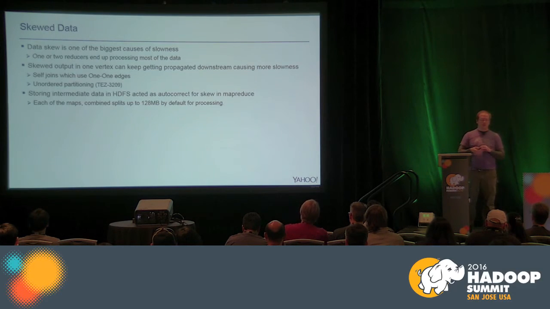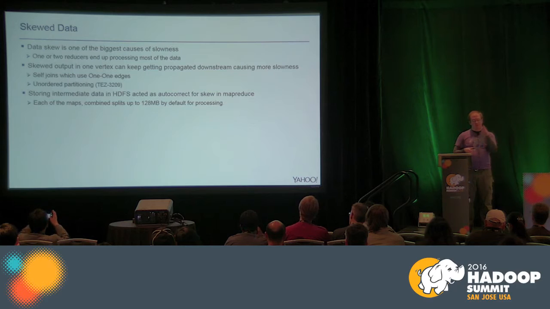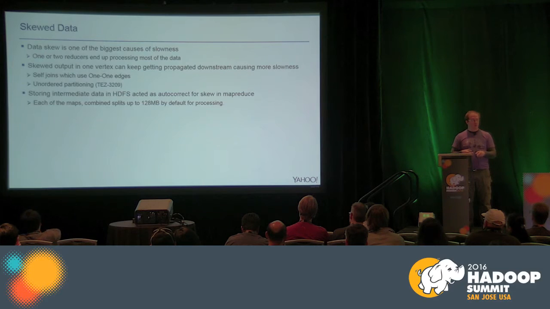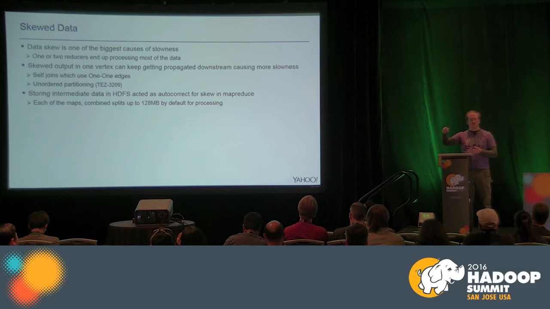So there's another case in TES that happens, and that's data skew. We see this in MapReduce, we see this in TES, but in TES it can be worse if you're not careful. One of those cases is with self-joins and one-to-one edges with unordered writers, unordered output. What can happen is that your skewed data goes to one reducer, and then it passes its skewed data down to the next set of reducers, also skewing it. So it's essentially a chain of skew. And so you're amplifying the skew a lot, and the processing times can be really long.